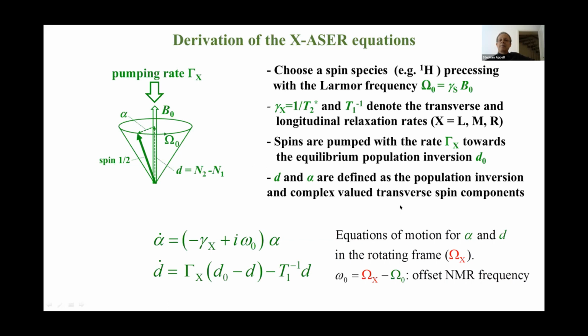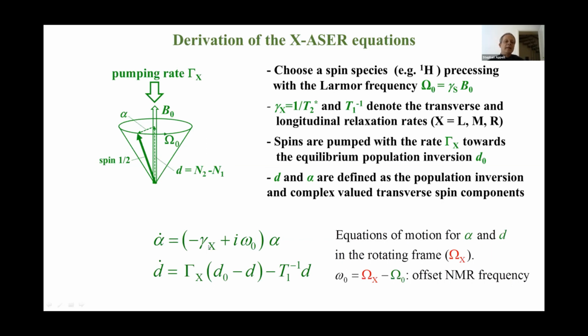The spins are pumped towards the equilibrium population inversion D0, which is the maximum possible population inversion by the pumping. The D and the alpha, these are the 2 components here. D is the population inversion, N2 minus N1, and alpha is the transverse spin component. And this green object, pumped by gamma_p, has a very simple equation of motion.